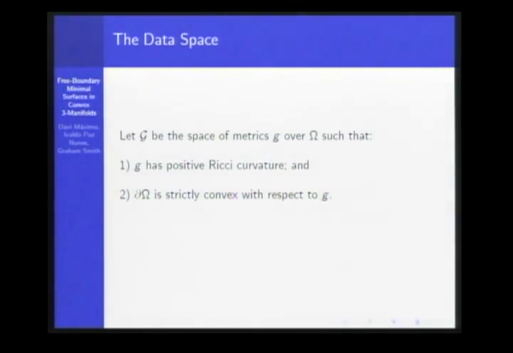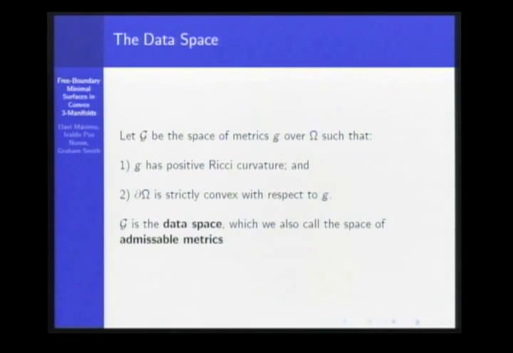So we let G be the space of all Riemannian metrics over omega with two properties. One, G has positive Ricci curvature. Now, here I'm cheating a bit because if you remember, the Euclidean metric has zero Ricci curvature. It doesn't have positive Ricci curvature, so it's not actually going to live in this space. This is a minor detail that I don't really want to expand on in this talk. It's a very minor detail. Two, the boundary of omega is strictly convex with respect to G.